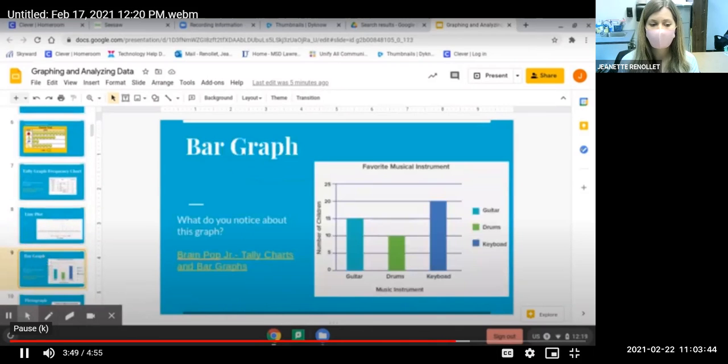This is called a bar graph. A bar graph is an easy way to represent data and use a scale different than 1. I notice the numbers on this bar graph are not counting by 1 because it goes from 0 to 5. The scale on this bar graph is 5. We have to skip count by 5 in order to read the data.